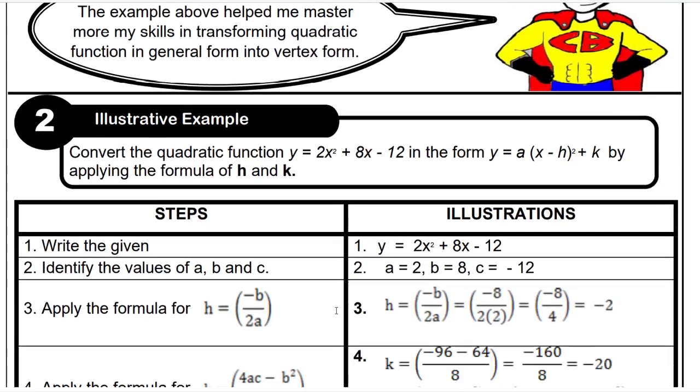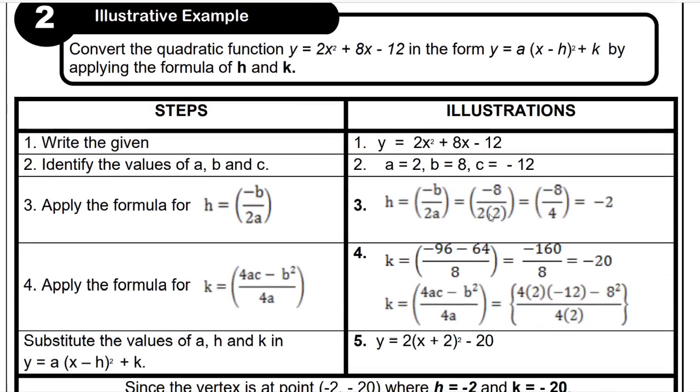Example 2. Another illustrative example. What if your a is not 1? Step 1, the given. Step 2, you have here a, b, and c. You just use the formula for h and k. Applying the formula for h, your b is 8, and the formula is h equals negative b over 2a.